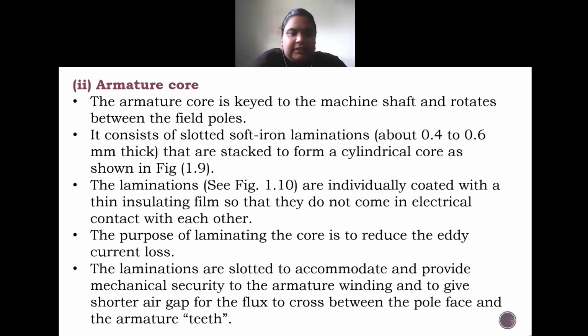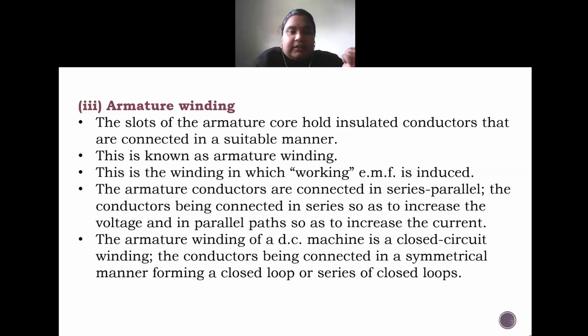In the same manner, we have seen what an armature core is. The armature core is nothing but a cylindrical arrangement where the armature windings are placed. How the structure of the armature core is, all those things we have seen. Again, we have seen what an armature winding is, and why we call it an armature winding.